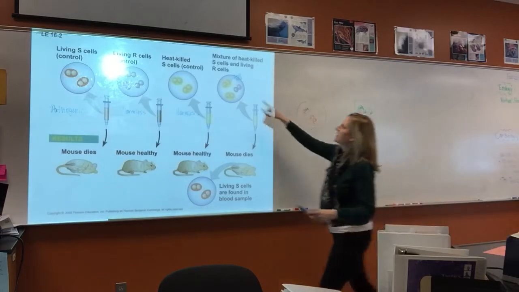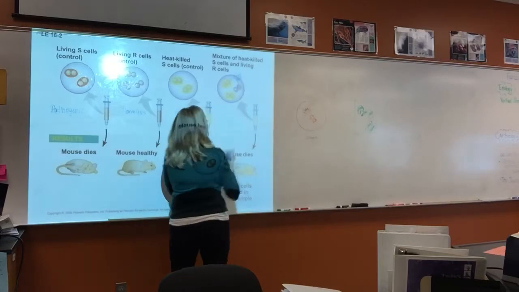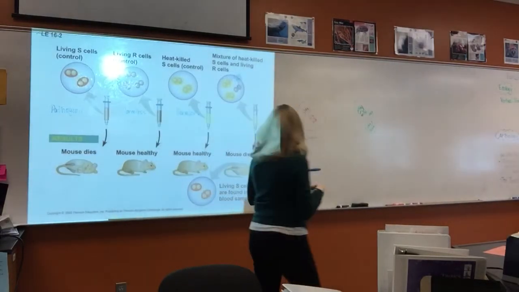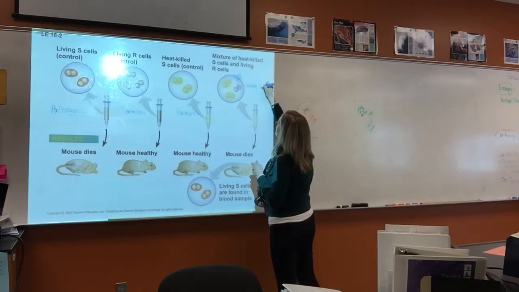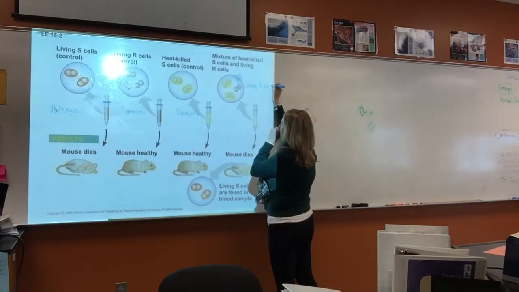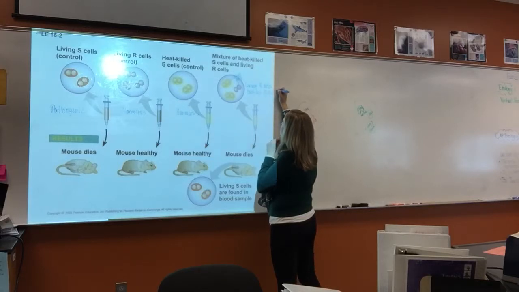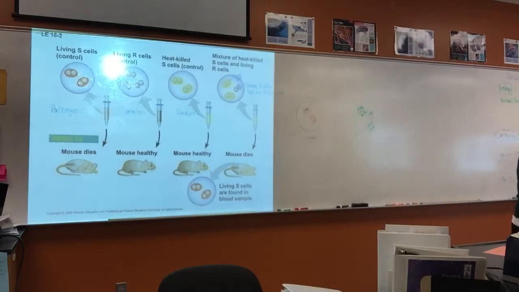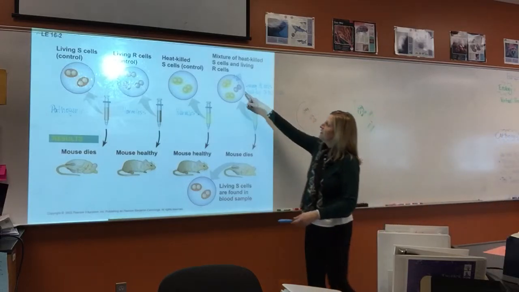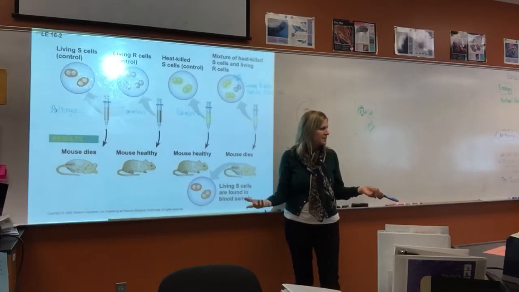And so what did these R strains do? They took in this S cell DNA. So the living R cells took up the S cell DNA. And if it has the S cell DNA, then guess what? It can make the same proteins as the S did as well. So guess what? It actually transformed into an S cell because it has the S cell DNA. Does that make sense? Okay.